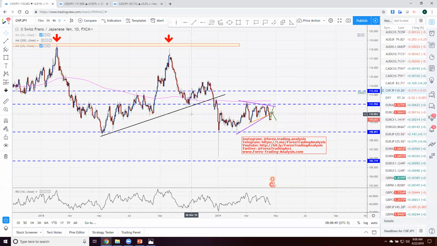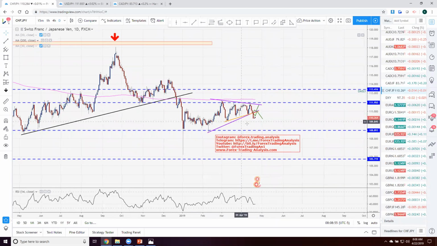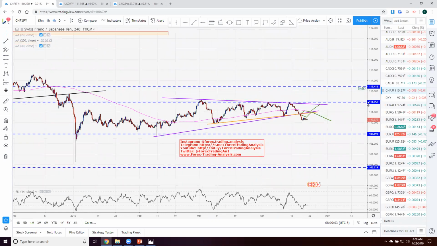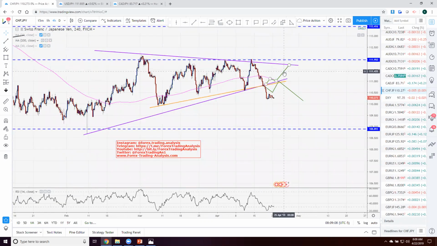So as you can see, on the daily, some of these yen pairs are kind of looking the same the last several months. So we'll look and see what we see on smaller time frames. And here was the potential that we showed within this triangle. So get rid of that.